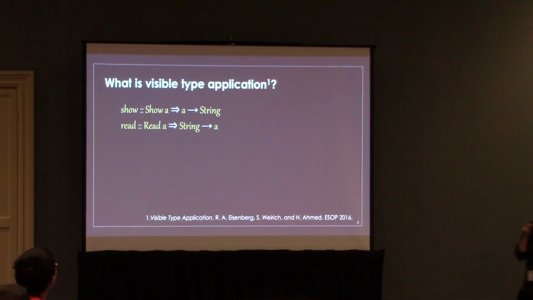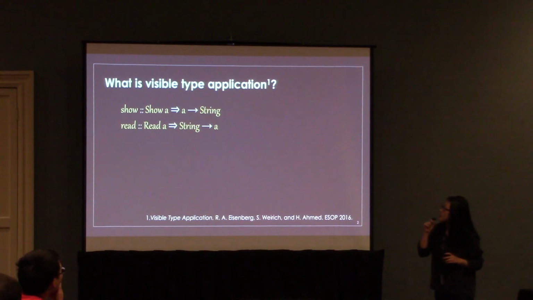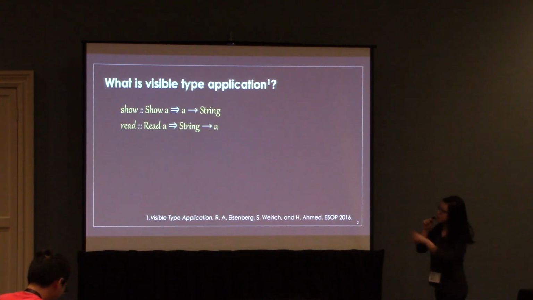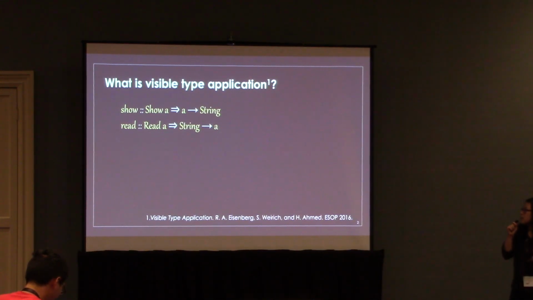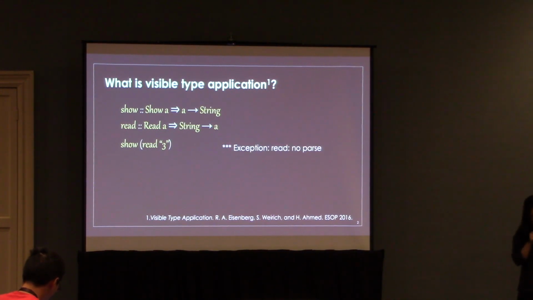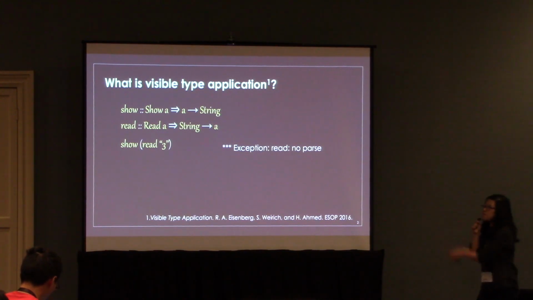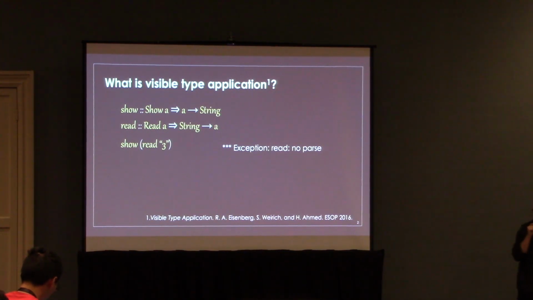Okay, so let's look at these two very familiar functions. We have show and read, and that's the type signature of those. It's pretty easy to understand, and so you would expect something like this to work, because why not? But then it doesn't. This is what I got from GHCi when I typed that in. So what's the problem here?